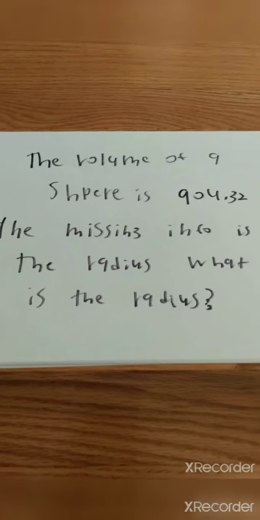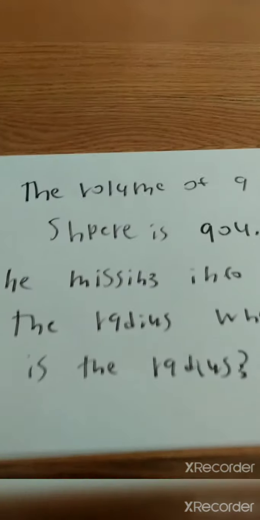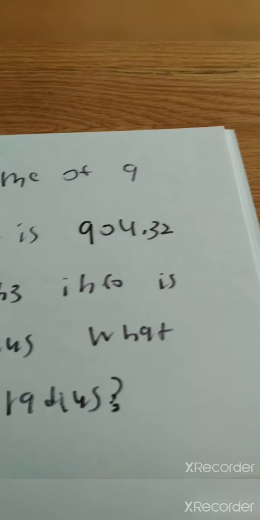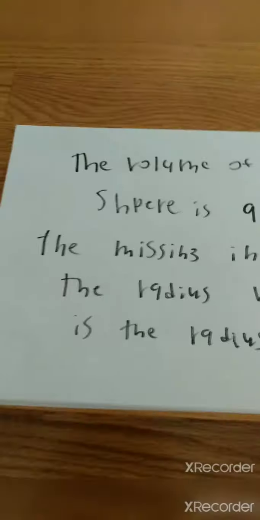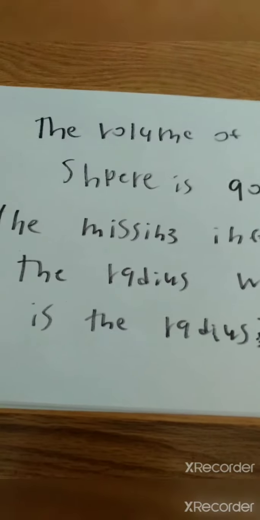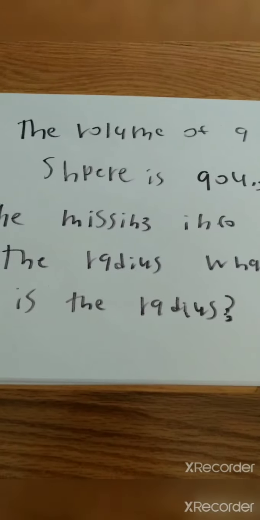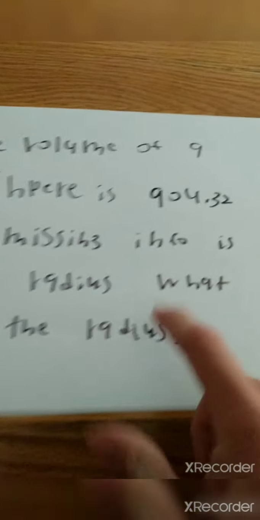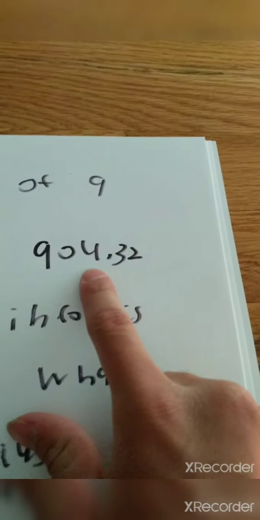So, here is the sample problem. The volume of a sphere is 904.32 inches cubed, and the missing information is the radius. What is the radius? That's what we're going to try and find, because the volume is already solved for us, but what's missing is the radius.